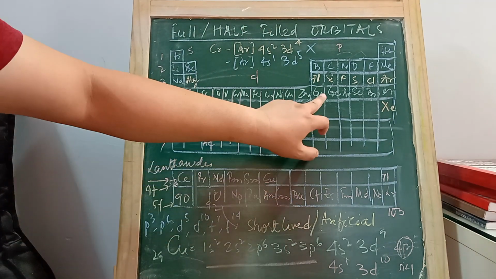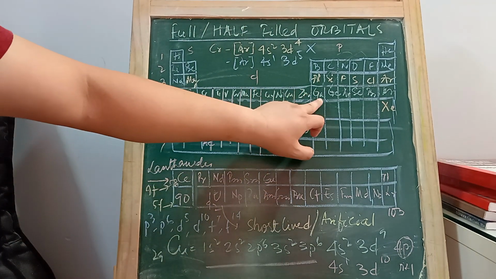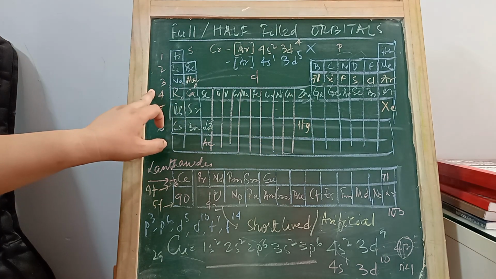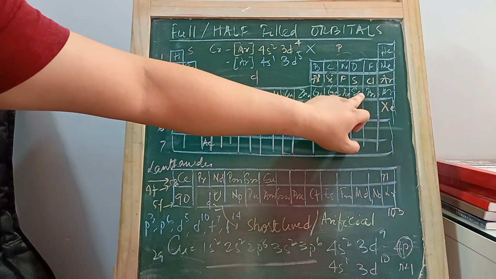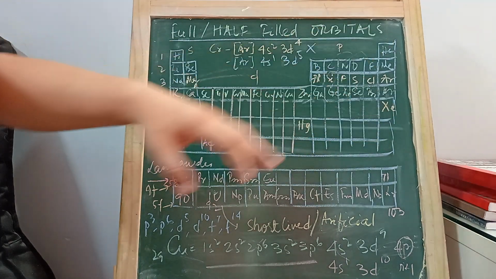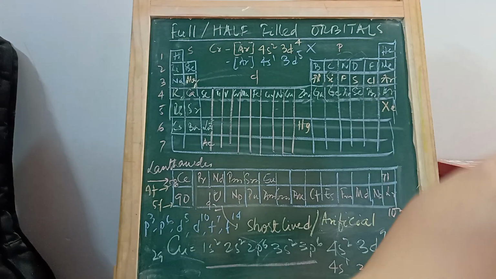Then for gallium, after writing 3d10, the fourth shell fills up again: 4p1 for this, 4p2, 4p3, 4p4, 4p5, and 4p6 in krypton. The 4p subshell will be completely filled up.